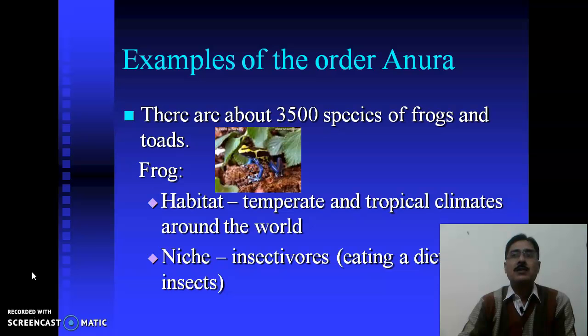There are more than 3,500 species of frogs and toads which generally occupy the temperate as well as tropical climates around the world, and basically they feed on insects. So it means their diet is insectivorous.